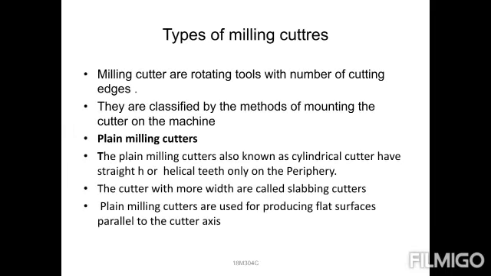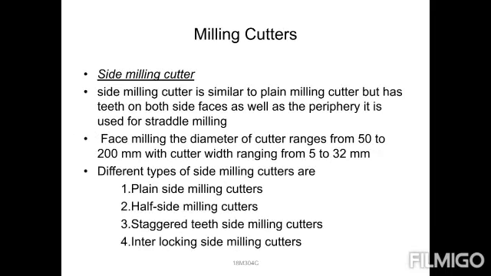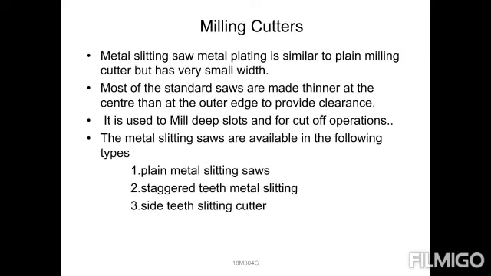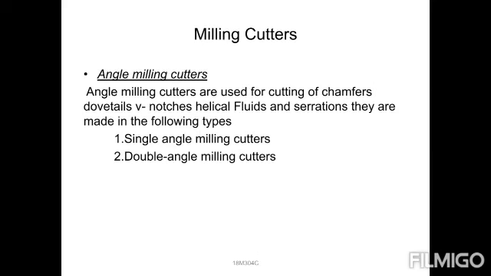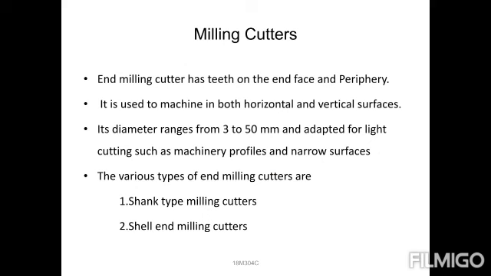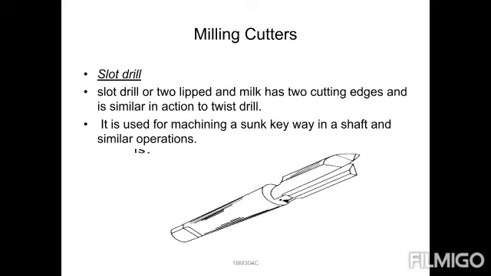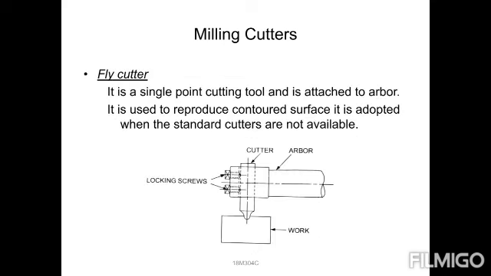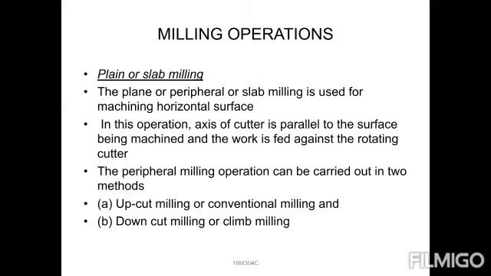So these are the different types of cutters, and next is the types of operations. I am showing the cutters from last time. In the last class we discussed the cutters. These are the different types of cutters. Now we can go on to the operations, planar slab milling type.